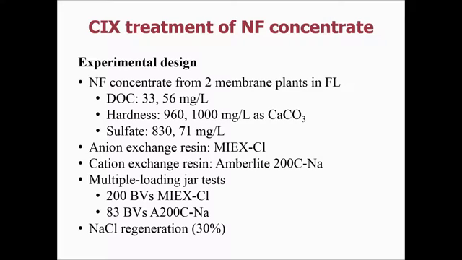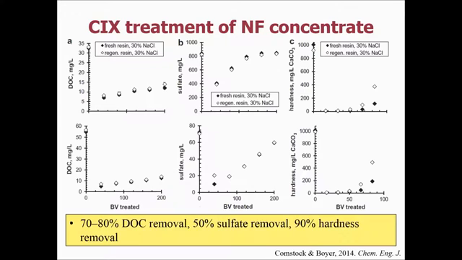So we took the same resins, the magnetic anion exchange resin and the polymer cation exchange resin, followed that same multiple loading jar test procedure, and looked at sodium chloride regeneration. Similar figures, but I switched the order a little bit: the two plots on the left are the DOC concentration, in the middle here is sulfate, and then on the right is hardness, all in terms of absolute concentrations. And again, if we look at the composite samples that would be produced by this process, they show 70 to 80% reduction in DOC, around a 50% reduction in sulfate, and a 90% removal of hardness.